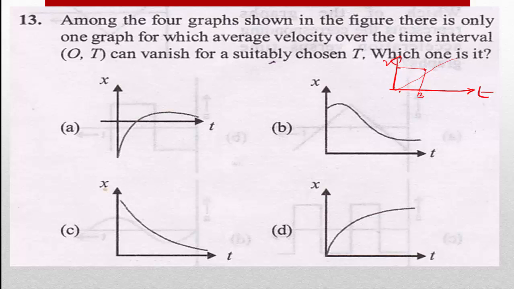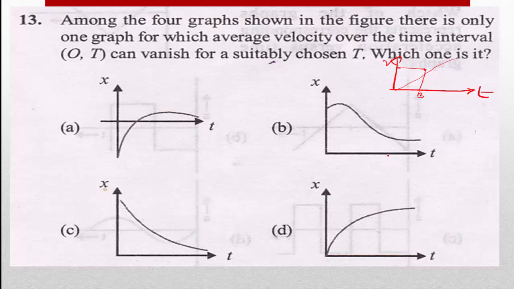But in this graph, at B, for one value of displacement there are two different points of time. So for one time the average velocity is positive, and for the other time it is equivalent to negative.